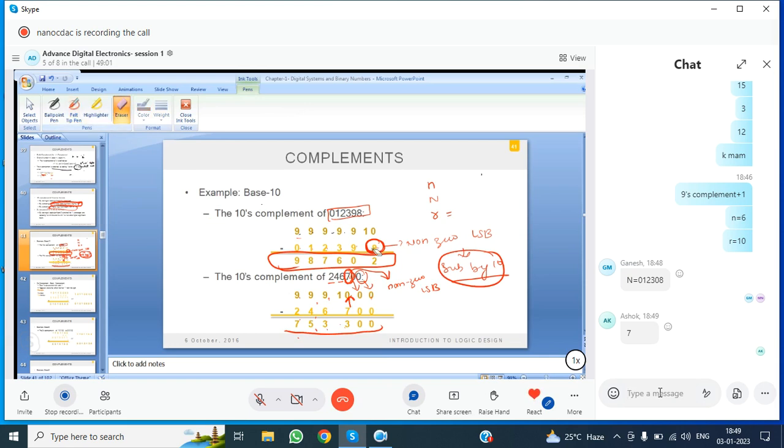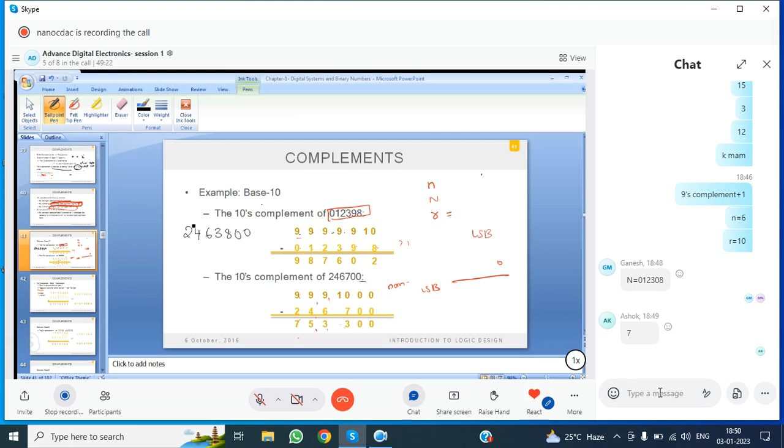Okay, so నేను ఇప్పుడు ఇంకోటి ఇస్తాను చూడండి మీకు, you do it. What you have to do, 2 4 6 3 8 0 0. Now find the complement of this one, tens complement of this one, this number. Find the tens complement.